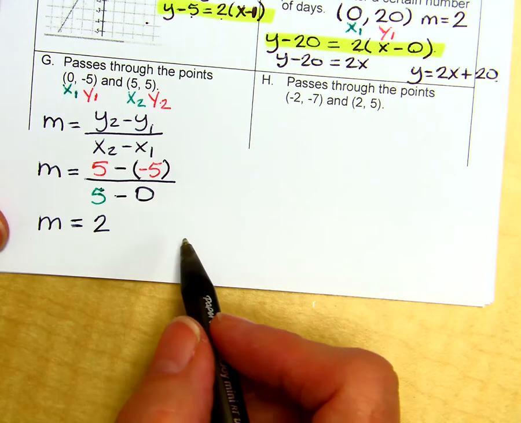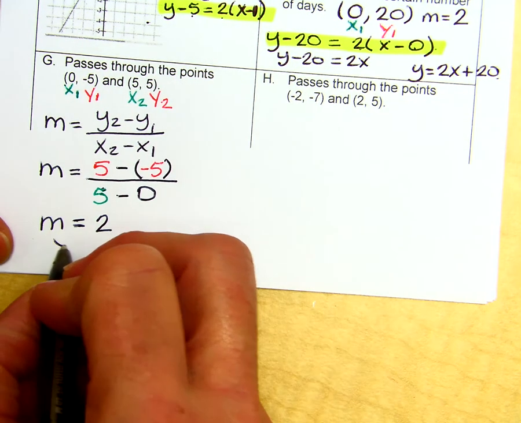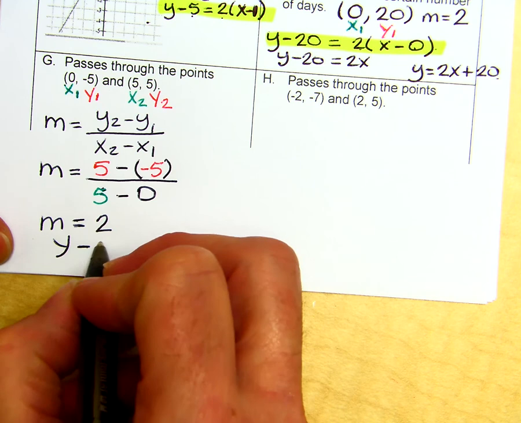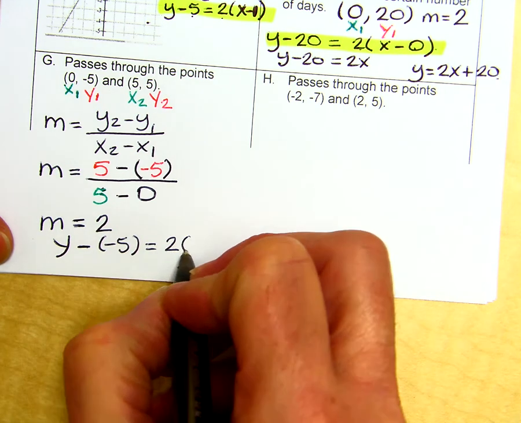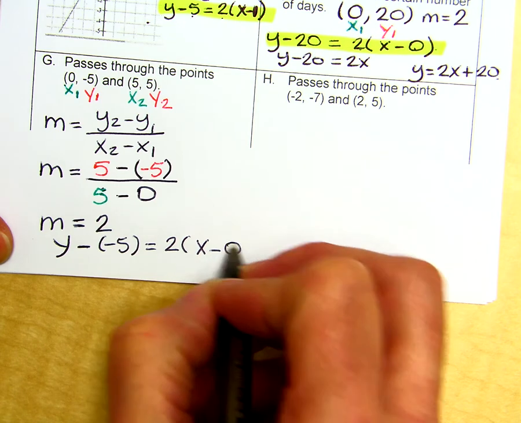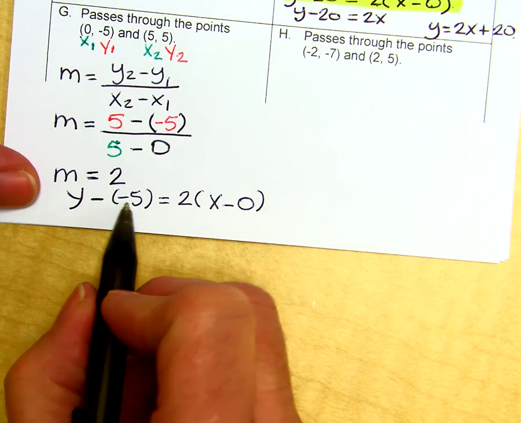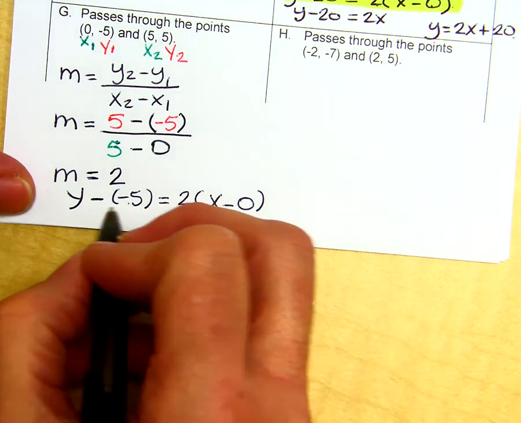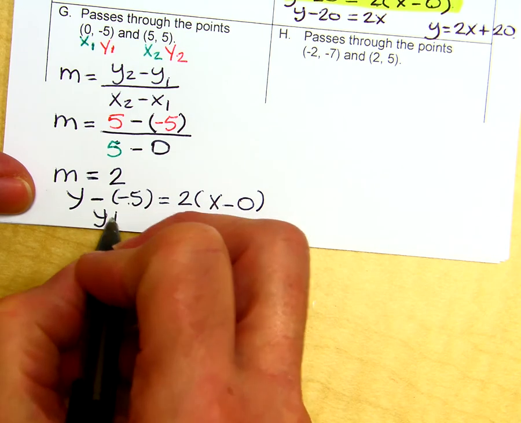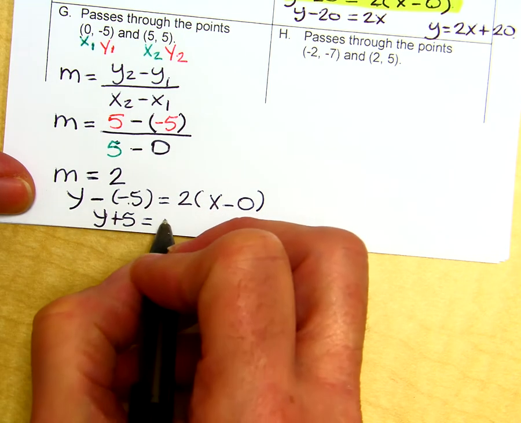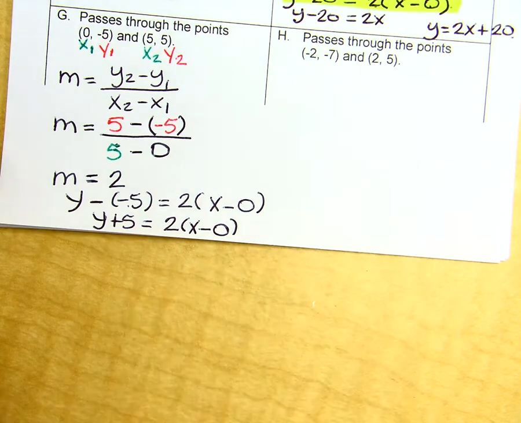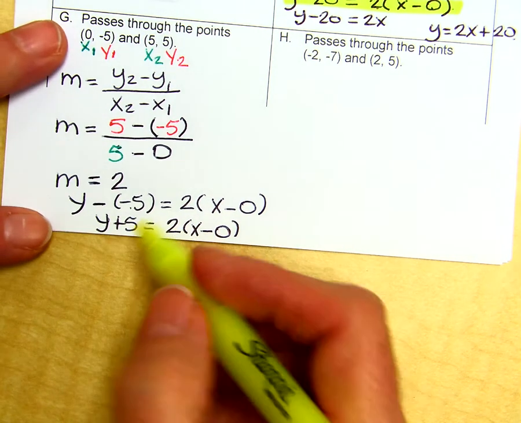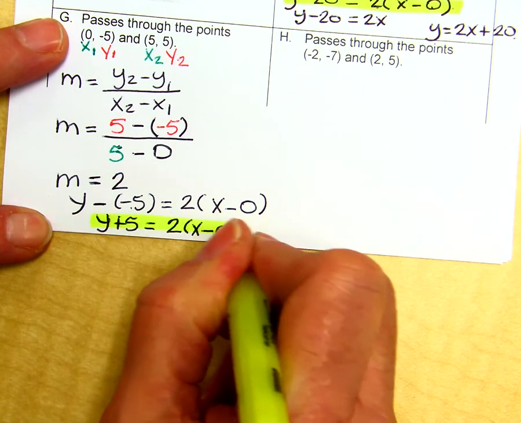So to write this in point slope form, we would do y minus y sub 1 equals m times x minus x sub 1. We do need to simplify this, so y minus negative 5 becomes y plus 5 equals 2 times x minus 0. And we will leave this one in point slope form.